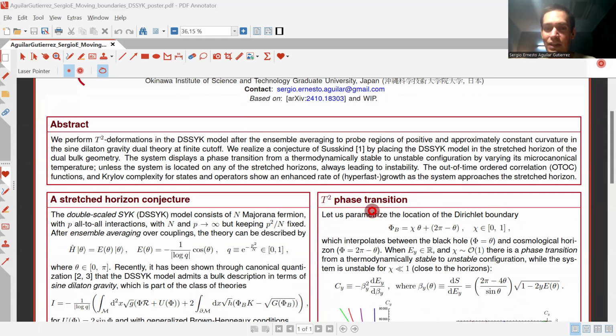SYK model. Some of them famously tell you that this dual theory is basically the dS space under the conditions that the double SYK model is at infinite temperature and is placed very close to the cosmological horizon at the location called the stretch horizon of the dS space. And moreover, that the theory becomes a hyperfast scrambler of information, basically, that it becomes something that puts out-of-time-order correlators change at a rate faster than exponential growth.